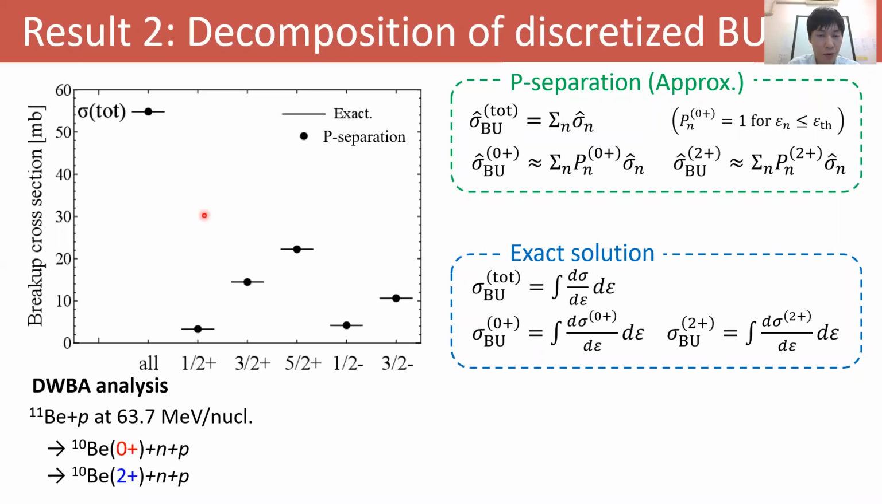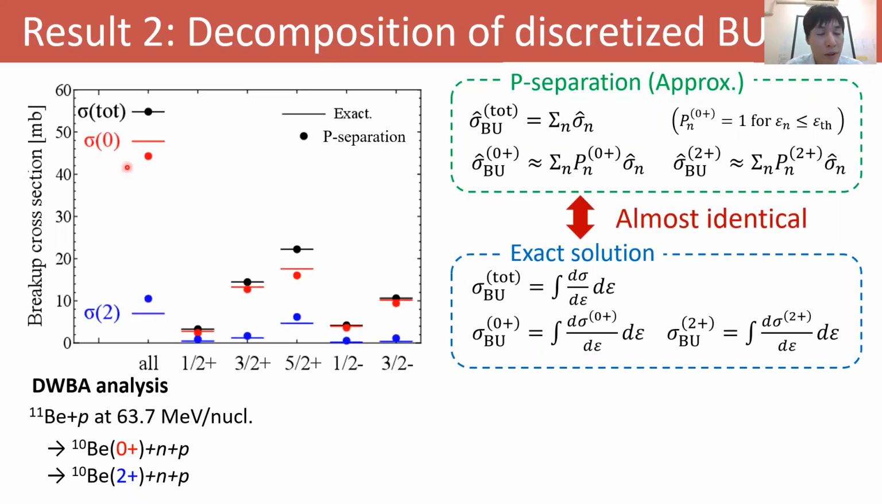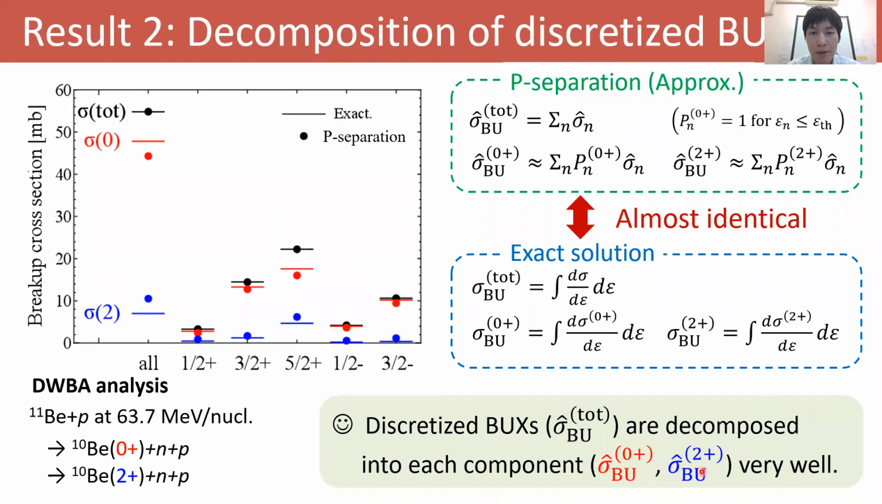Now, these breakup cross-sections are decomposed into the core ground and core excited breakup cross-sections like this. As you can see, the discretized breakup cross-sections are decomposed into each component very well. Thus, the P separation is found to work for the discretized breakup cross-section.